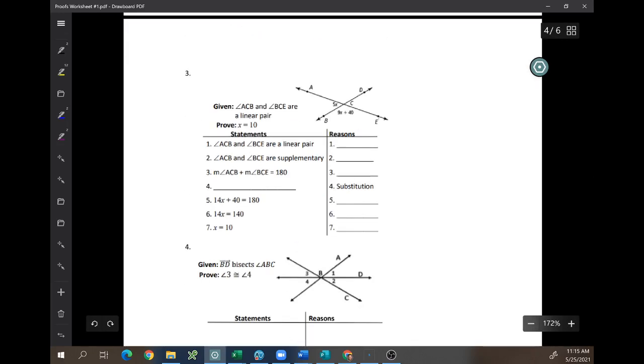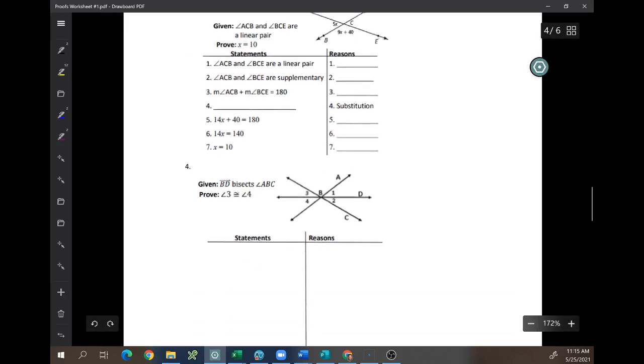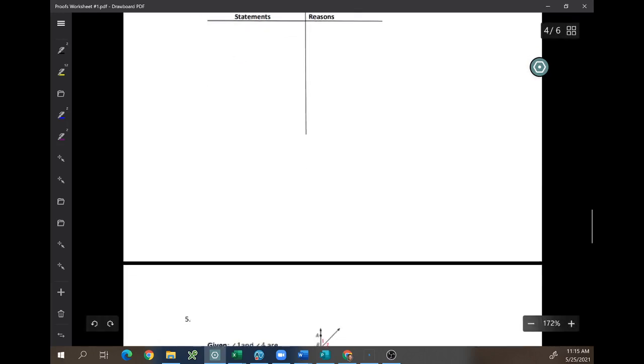Number 3, again, I give you some stuff to fill in, right? So I tell you that angle ACB and angle BCE, right? That's the 5x1 and the 9x plus 41, form a linear pair. And you just have to kind of fill in the reasonings. And then number 4 is that BD, so this line BD, bisects angle ABC, and I want you to prove that angle 3 is congruent to angle 4. So you are going to have to use the bisector theorem, and then also the vertical angle theorem and the transitive property. Okay, so kind of, bisector theorem saying that they're congruent, vertical angles are congruent, and then transitive property.